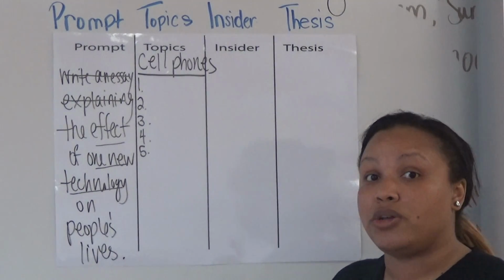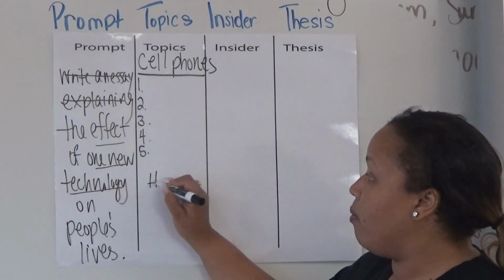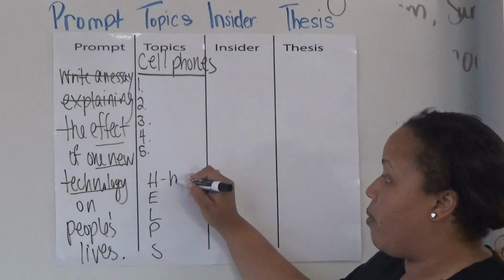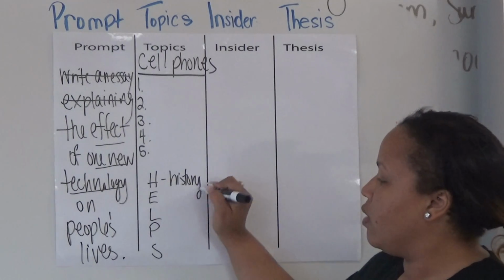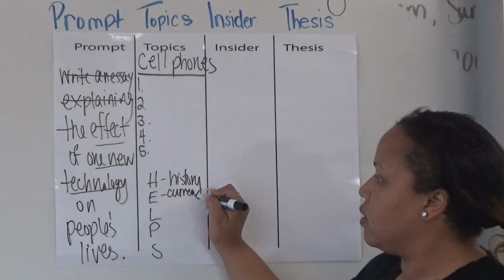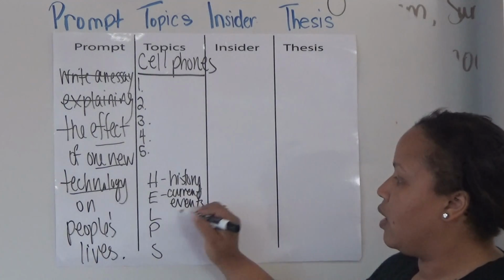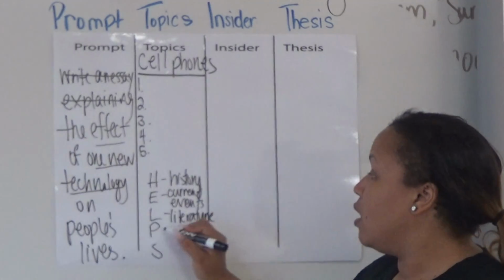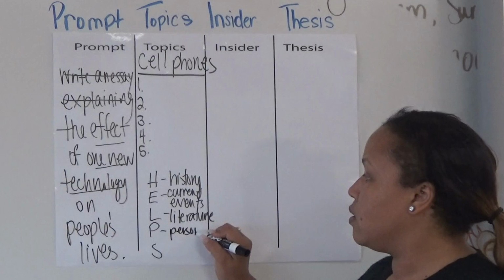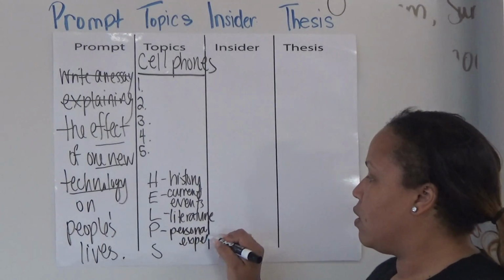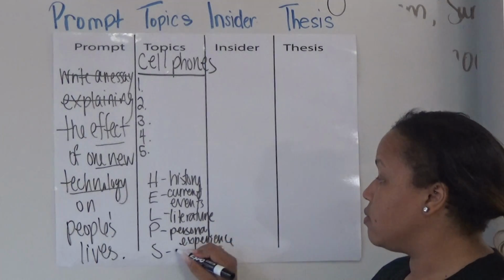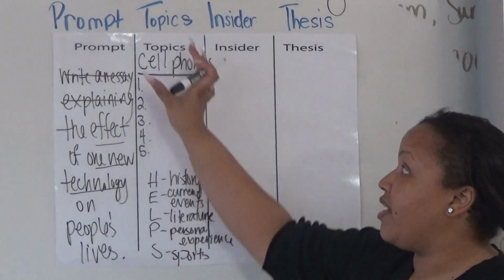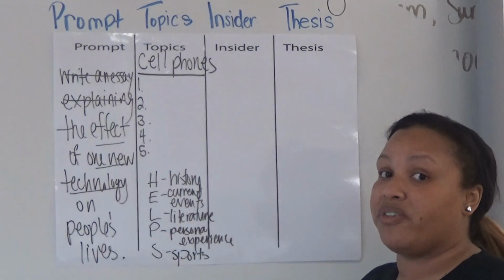Let's say you're stuck. You need to call for help. Write helps under your topics. You need to think of effects that were in history, current events, literature. This can mean a movie. It does not just mean a book. Personal experience, and sports. So, at this moment in time, give yourself time to brainstorm different effects.